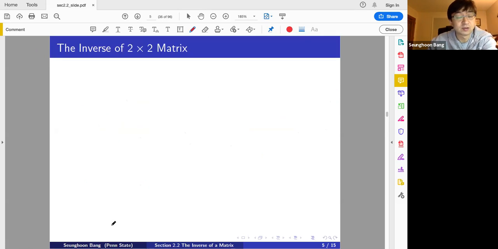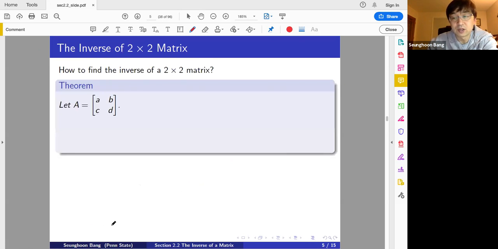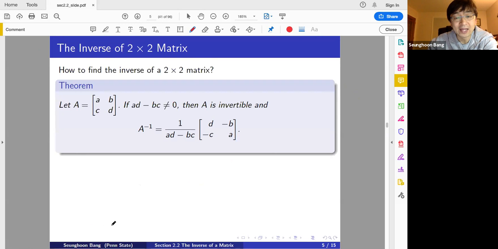The next one: the inverse of a 2 by 2 matrix. How to find the inverse of a 2 by 2 matrix? We can use this theorem. If AD minus BC is not equal to 0, then A is invertible. So how can you find the inverse of A? It is 1 over AD minus BC, times the matrix D, -B, -C, A.